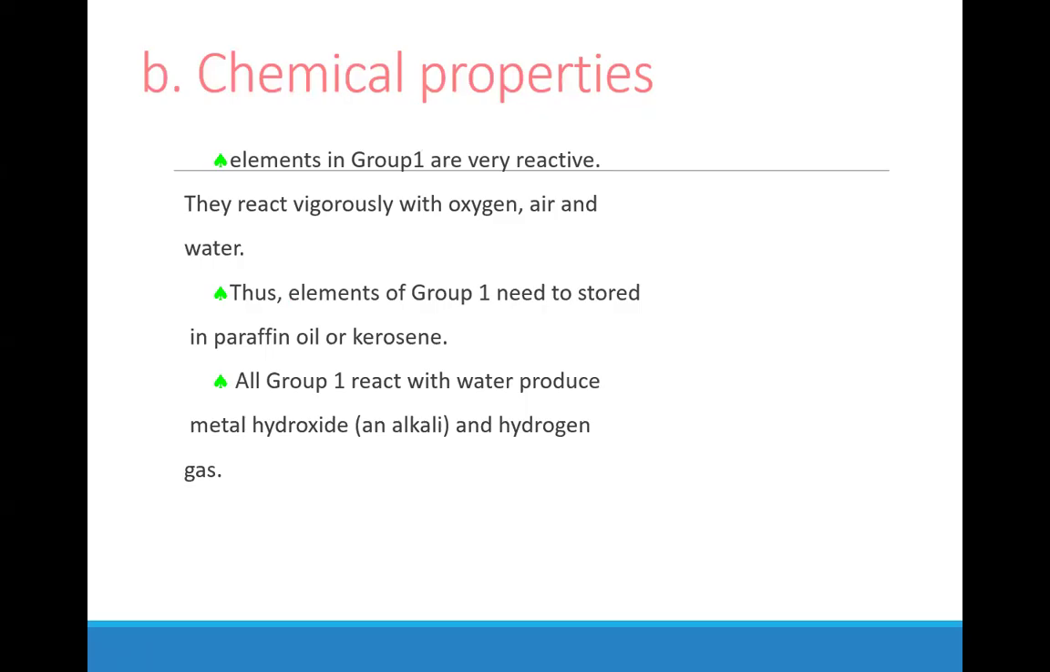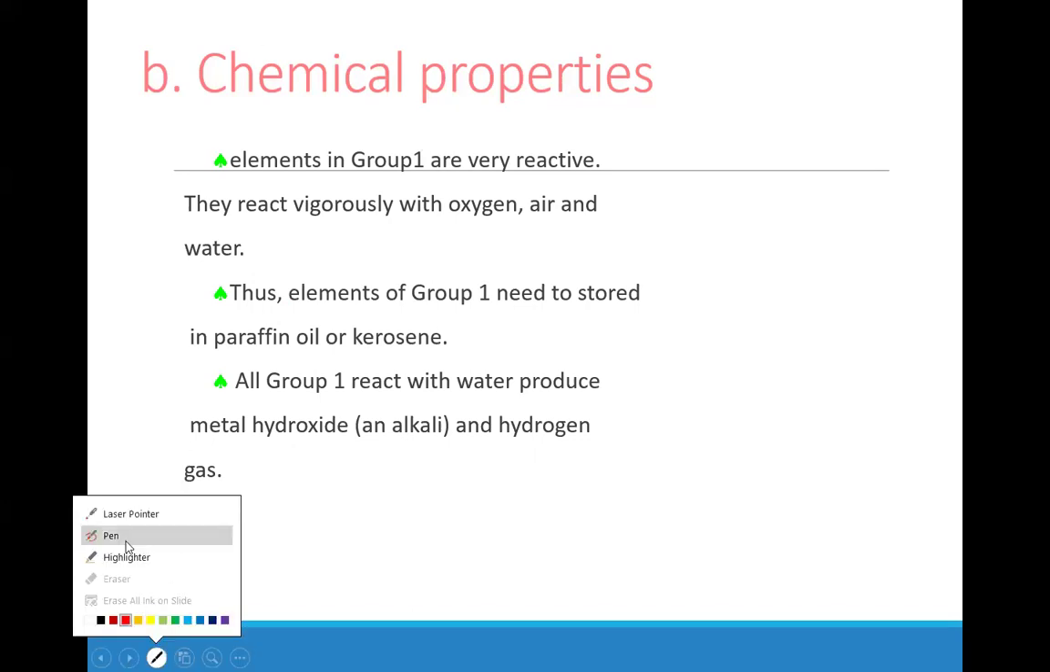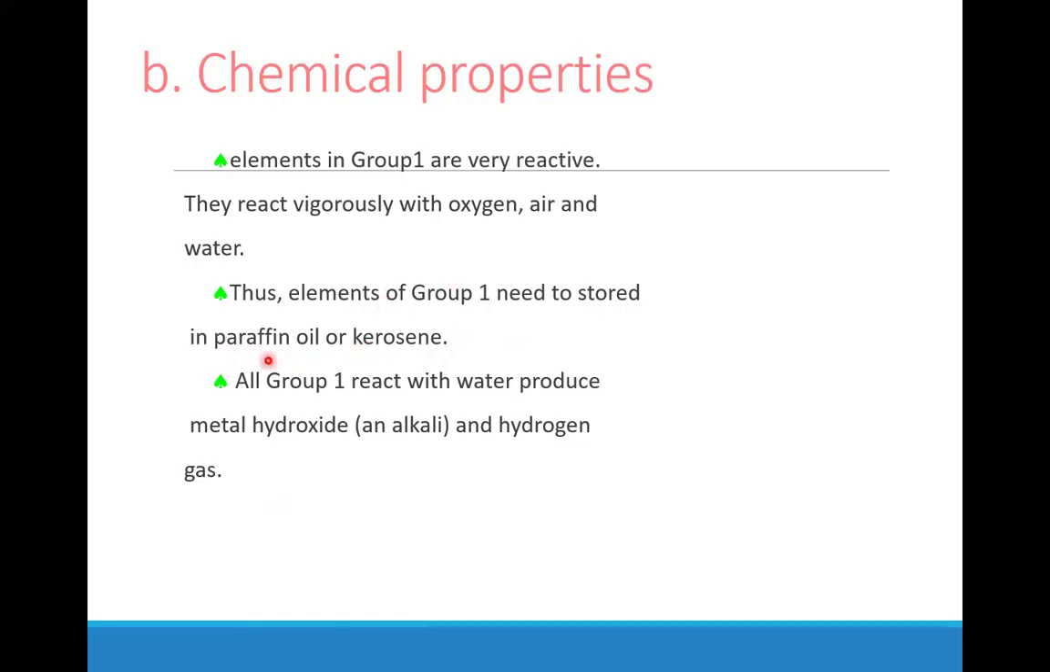In order to preserve these elements and stop them from reacting with oxygen, they are stored in oils like paraffin or kerosene. Whenever you go to the labs, you'll see that if you have samples of sodium or lithium, they'll always take it out of a jar filled with oil. That's because they're highly reactive with oxygen and air. We'll discuss how they react with oxygen and air in a few moments.